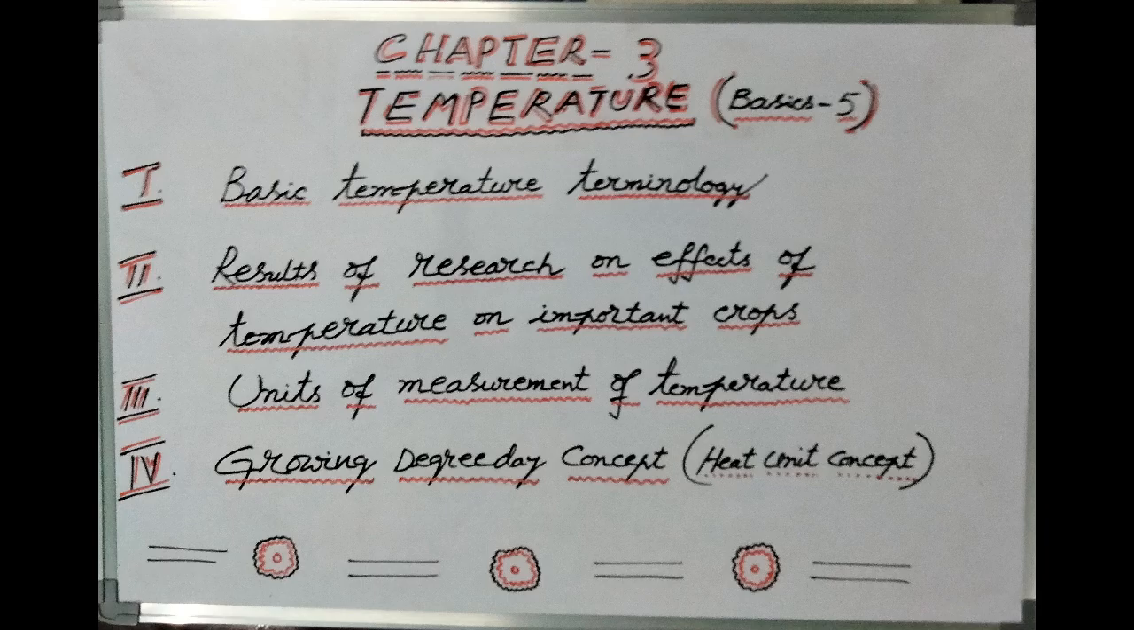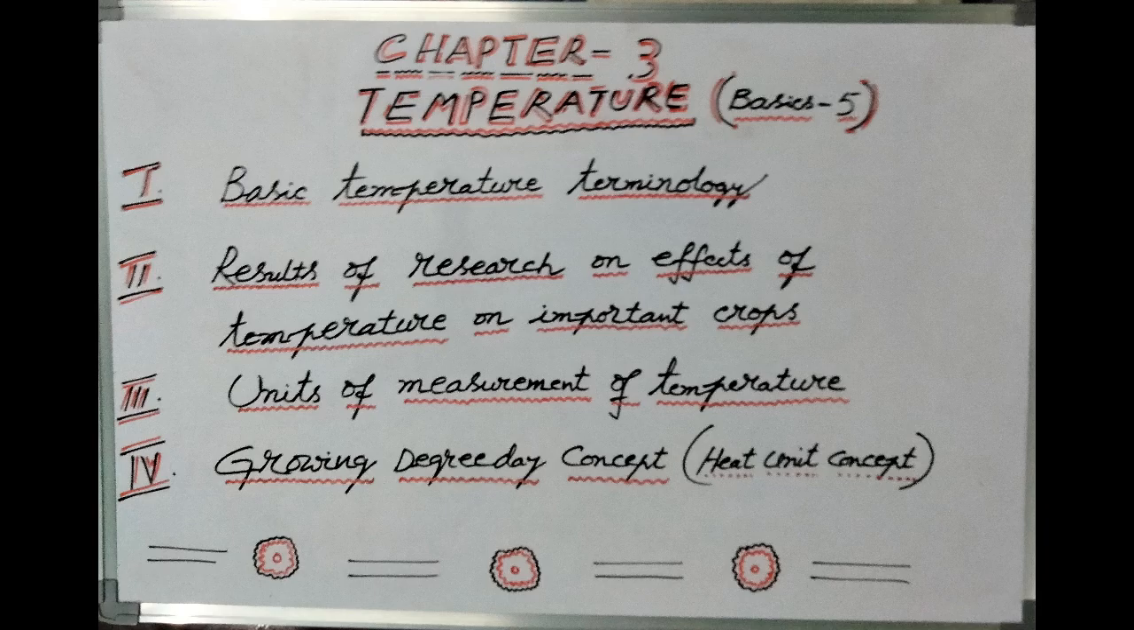The formula for growing degree days, GDD, is: growing degree equals (T max plus T min) by 2 minus TB. T max, maximum air temperature of the day. T min, minimum temperature of the day. TB, base temperature of the crop. The base temperature, by definition, is the temperature below which no plant physiological activity takes place.